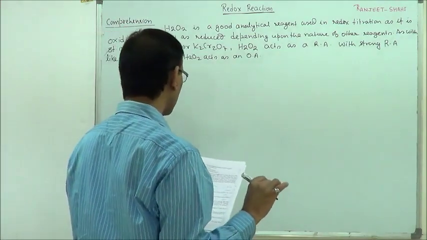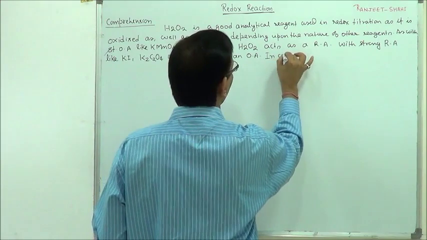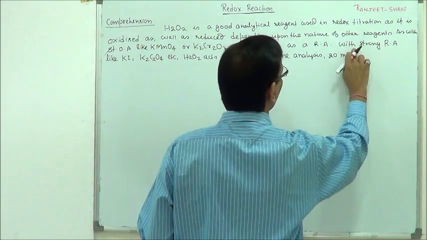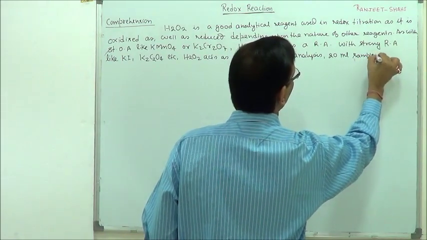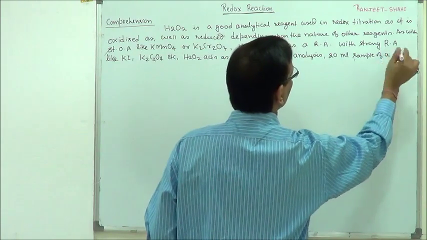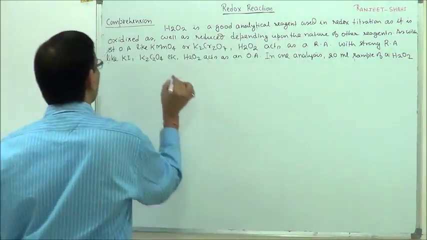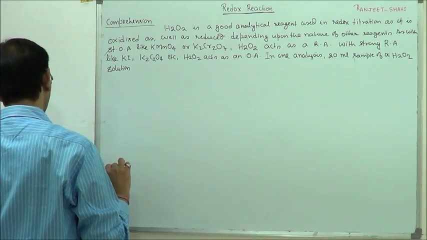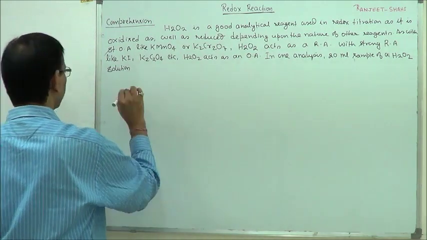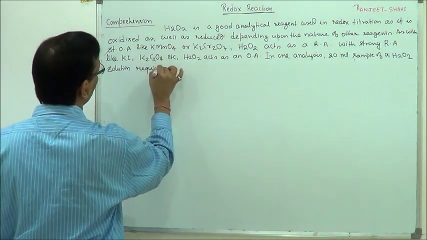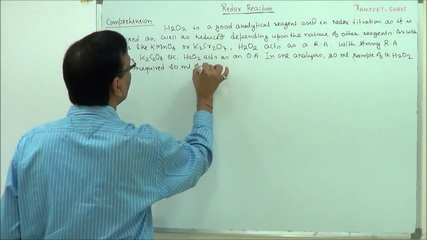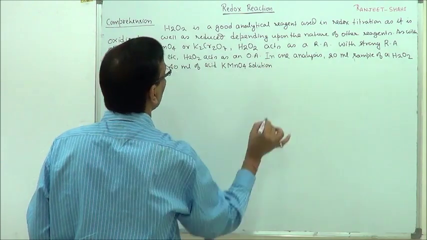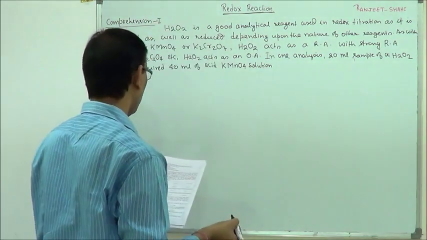In one analysis, a 20 ml portion of a sample of H2O2 solution required 40 ml of acidic KMnO4 solution. Let us call it comprehension number 1, acidic KMnO4 solution.